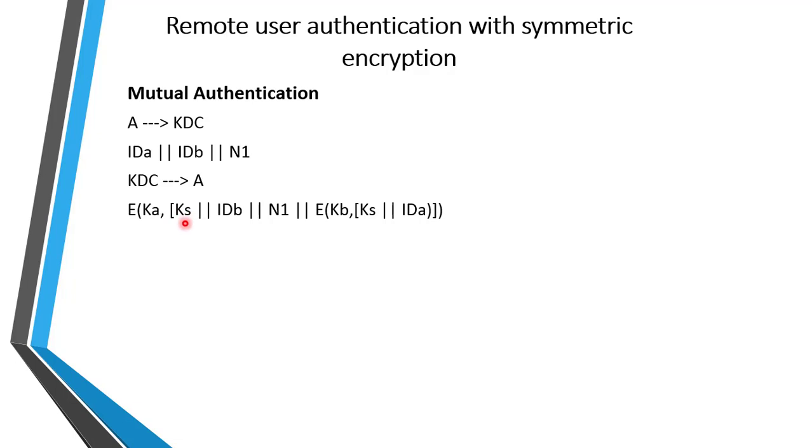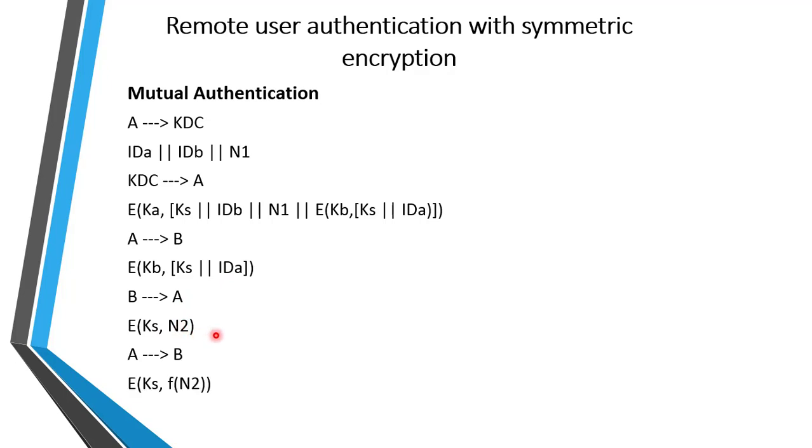Now user A has the secret key KS, and the information which is given by the KDC for B is sent to B by A. Now this whole message is sent to B by A. In the next step, B will send a message encrypted with the session key to A, and now A authenticates itself by sending F of N2, which was earlier sent by B, encrypted using the session key which is shared between A and B. In this way, mutual authentication in remote user authentication is performed.